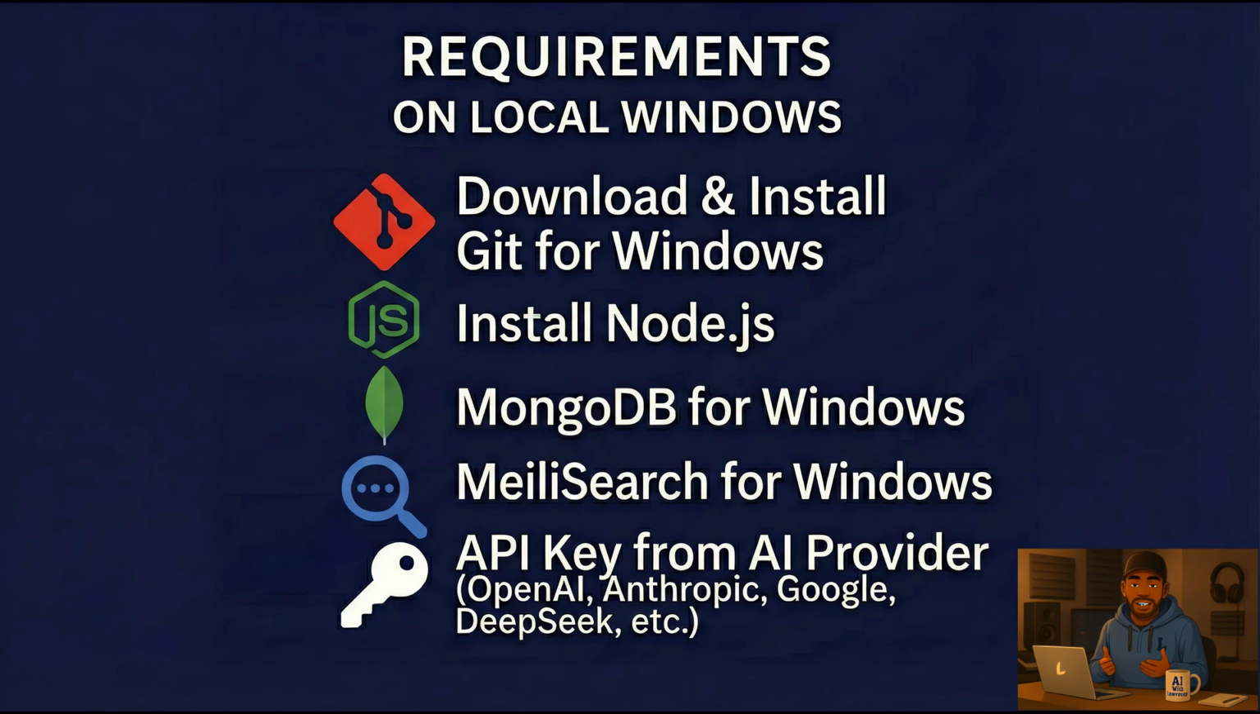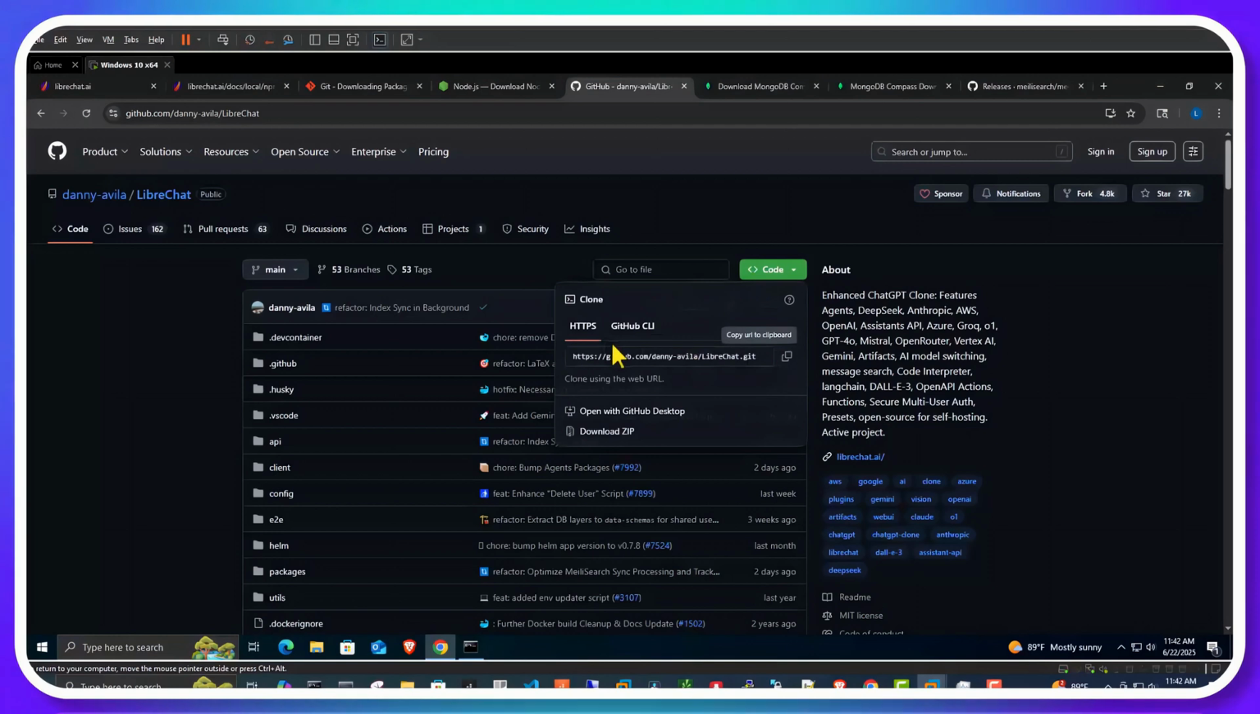First, ensure you have these 5 requirements installed: Git for Windows, Node.js, MongoDB Community Server, the LibreChat executable, and finally an OpenAI API key or an API key from a different provider like Google or Anthropic. The links are in the description of the video.